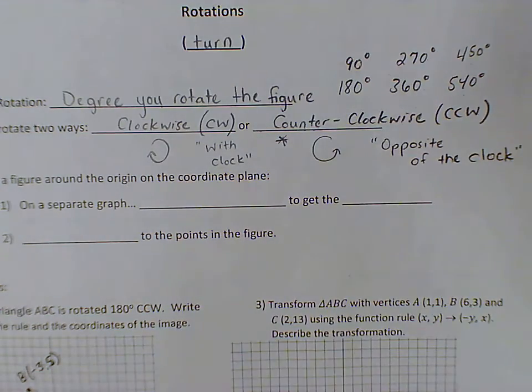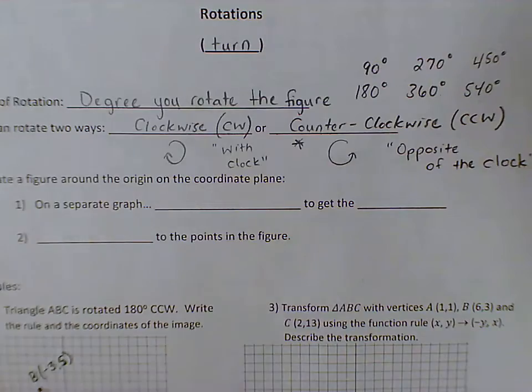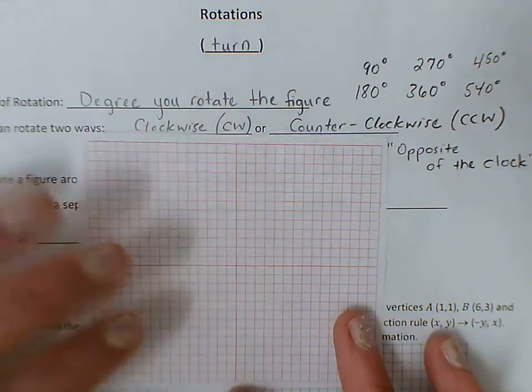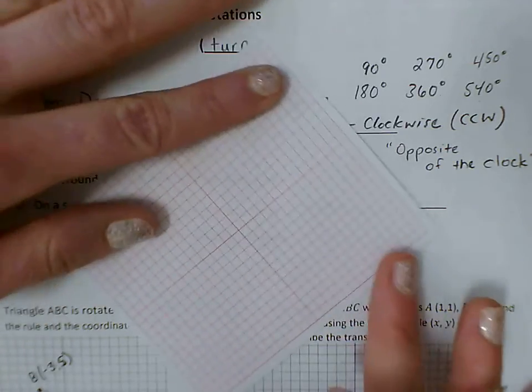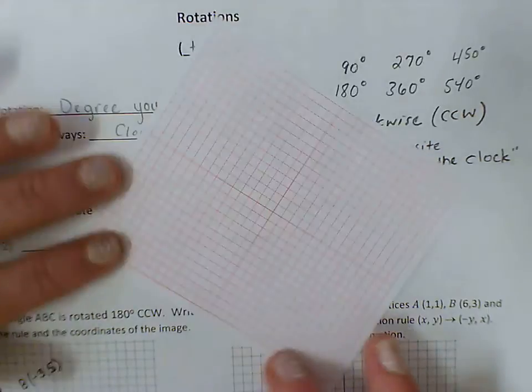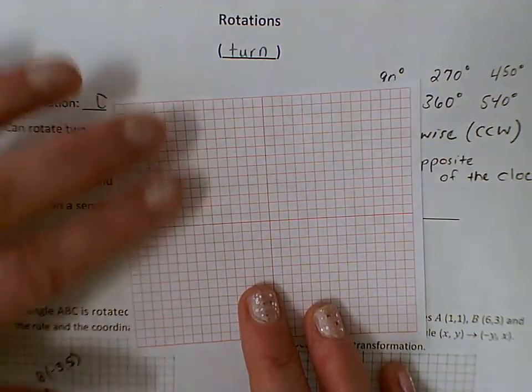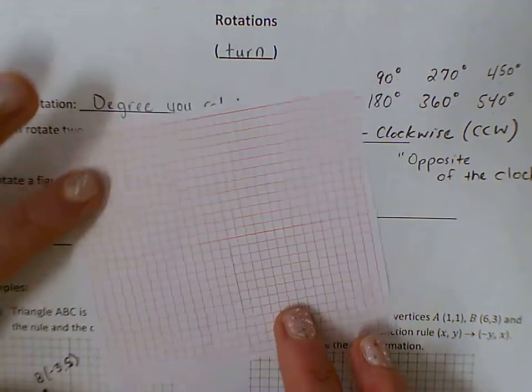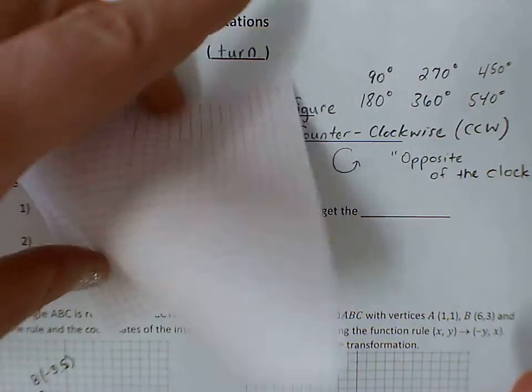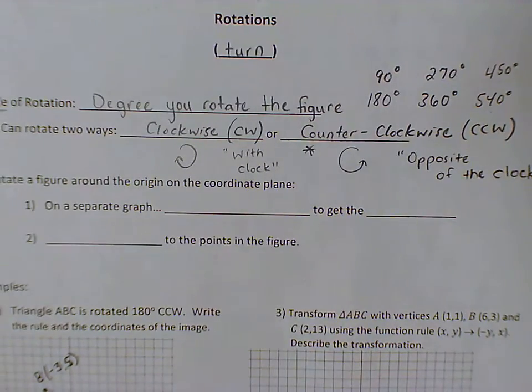So if you pull out your figure that you were rotating a minute ago, clockwise would be in this direction. So notice that's going the same direction as the clock. And then counterclockwise would be the opposite direction, so that would be if I'm turning it this way. Okay, and if you want to practice that, that would be a good idea.